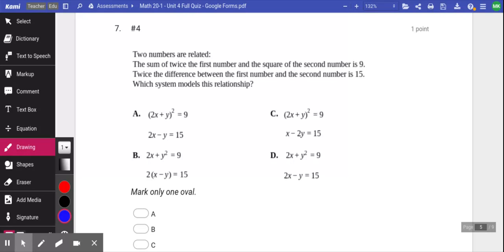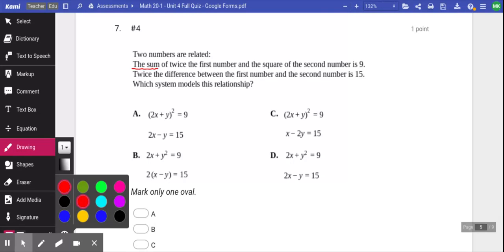Anyways, this question. Remember, when we get these questions, we want to build them as we read them. So one sentence will create one equation. The second sentence will create a second equation. So let's start with the first one. Those two numbers are related just as they're related.